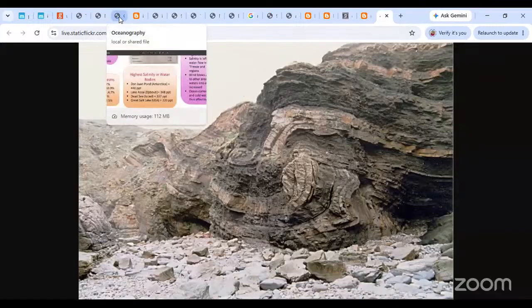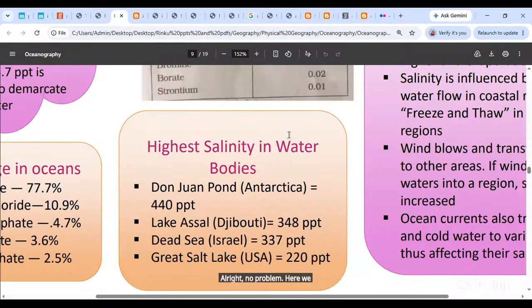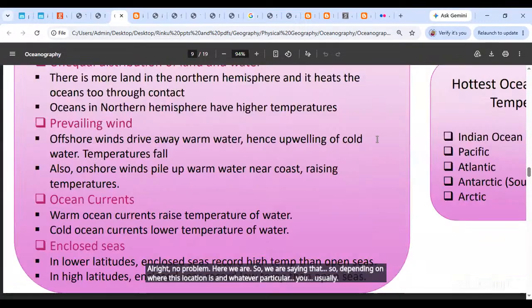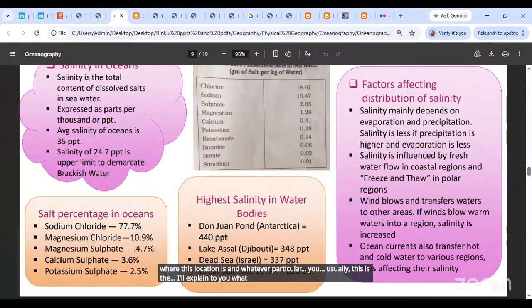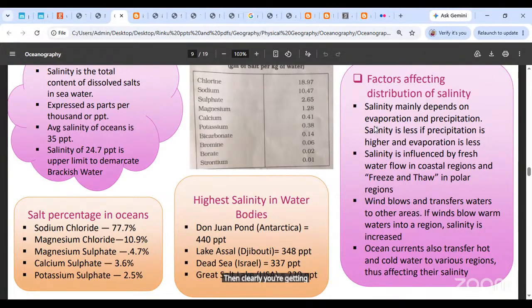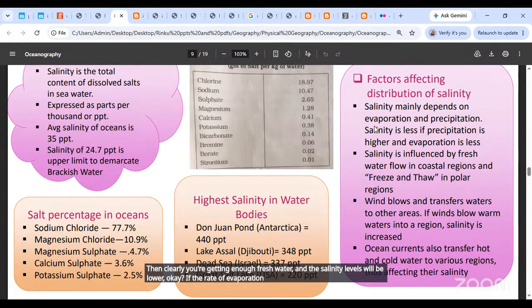All right, no problem. Here we are. Depending on where this location is, I'll explain to you what affects the salinity over here. Salinity will basically depend on either evaporation or precipitation. These are the two things. If there is a high amount of precipitation, then clearly you're getting enough fresh water and the salinity levels will be lower. If the rate of evaporation is higher, then clearly the salt formation will be greater, water content will be lesser, and the salinity will be higher.